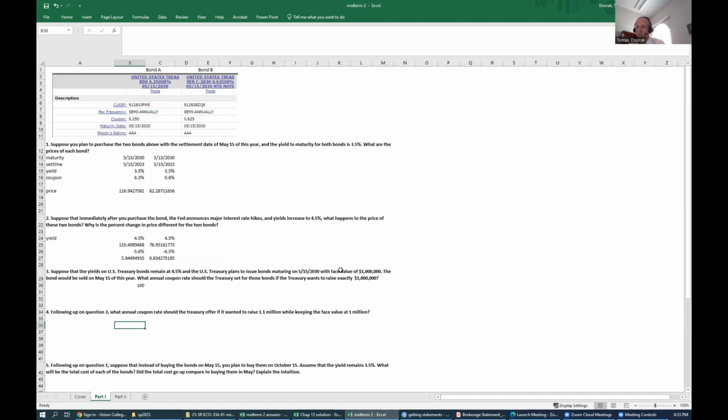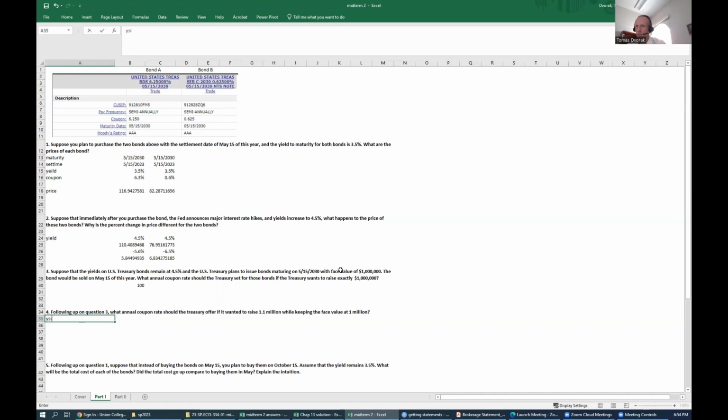Following up on the previous question, suppose we want to raise more than 1 million. So suppose I want to sell the bonds at higher than the par value. Well, in that case, I need to offer a coupon that's higher than the yield. So let's actually do it this way.